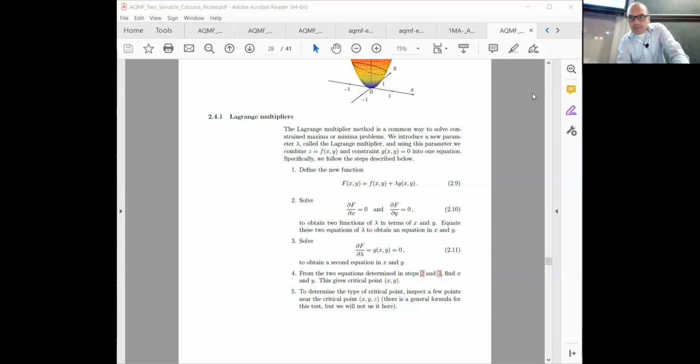So you can see here that when we're forming the Lagrange equation, we've got our g of x, y equal to 0. So we've arranged our function in the correct way, and we've just formed the Lagrange equation by doing our objective plus lambda times the constraint. All right, so let's go back to what I was doing. This is the right way to do this.